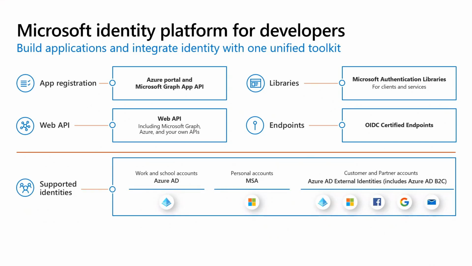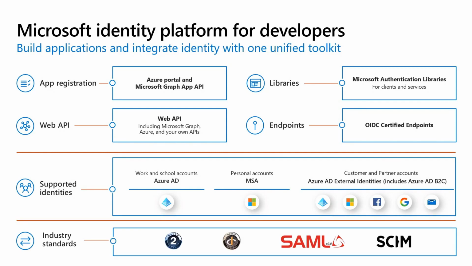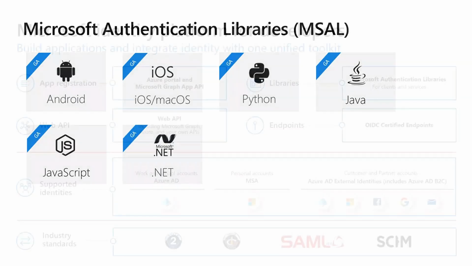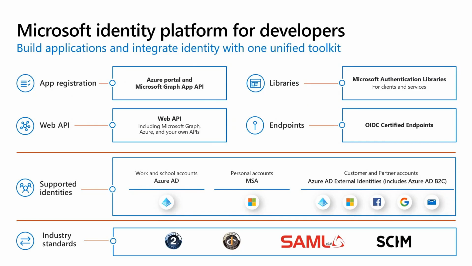This gives you the ability to authenticate any identity, from Azure AD accounts to Microsoft personal accounts to external identities. External identities includes users from other organizations, social accounts like Facebook and Google, or even sign up with just an email. And our platform is built on open industry standards. The Microsoft Identity Platform makes it easy to integrate identity into your application.